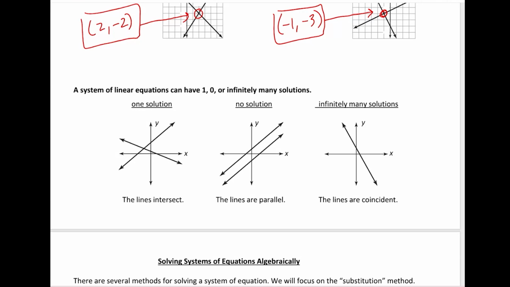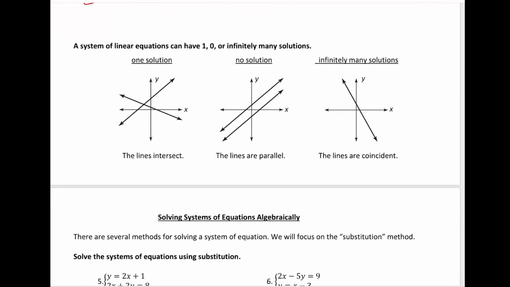Now this term, coincident, you don't really need to know that one, but that's just what it's called when you have lines that do that. But that's just kind of an overview of what a system is, what a solution to a system means, how to find it. But let's look at how to find it algebraically.